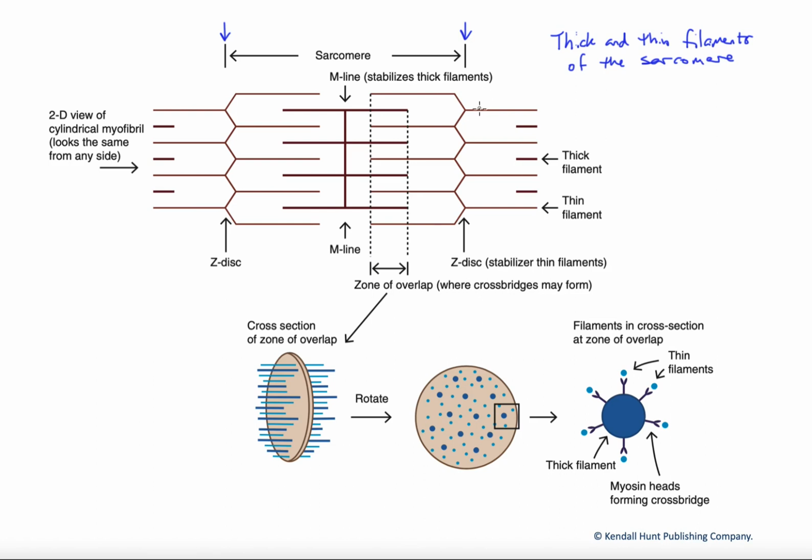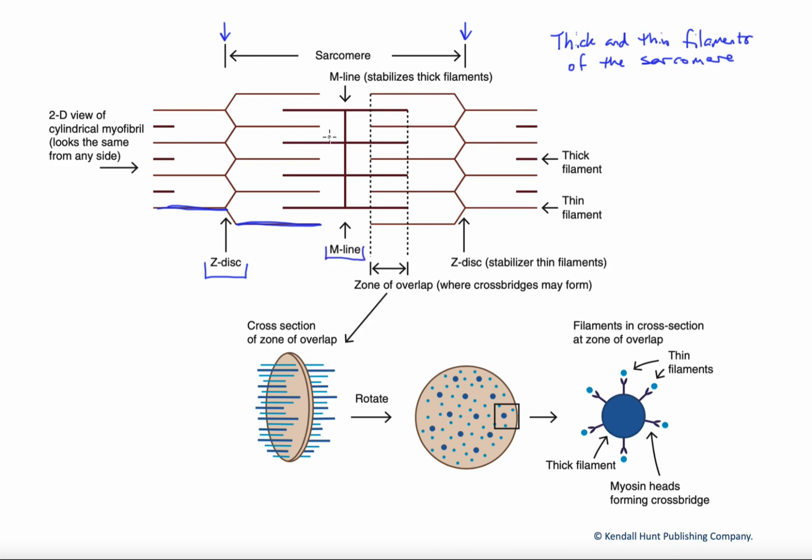So if we take a little bit closer look, what we see is that the Z-disc proteins suspend the thin filaments, shown here, right? And they actually extend to either side of the Z-disc. And the thick filaments, shown in a little bit thicker line here, are suspended by the M-line proteins.